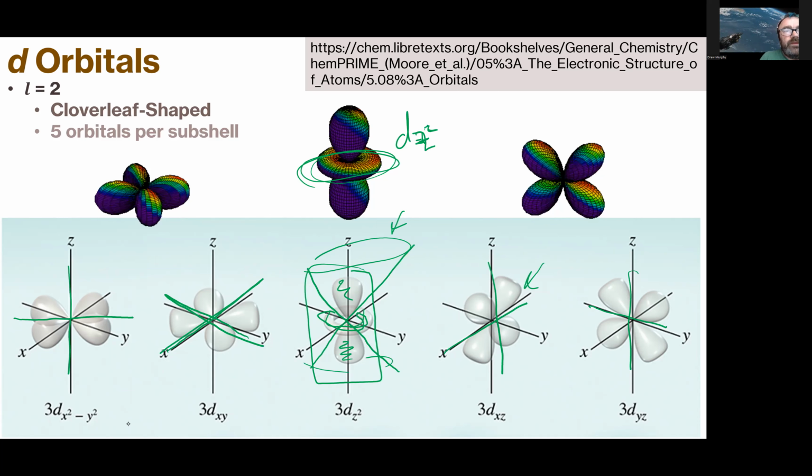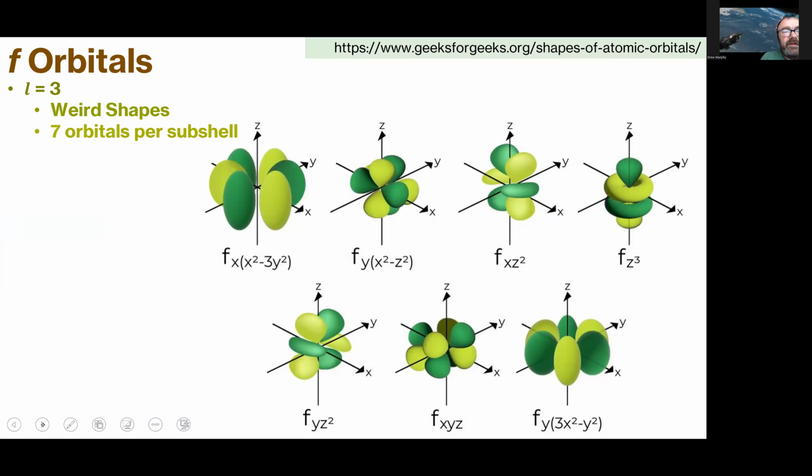If we go one more L value, we will get to F orbitals. F orbitals, I call them, the F stands for freaking weird, or whatever other F word you want to put in there. I don't really care about what the F orbital shapes are. Every one of these somehow has 3 nodes in it. I'm not going to draw it.